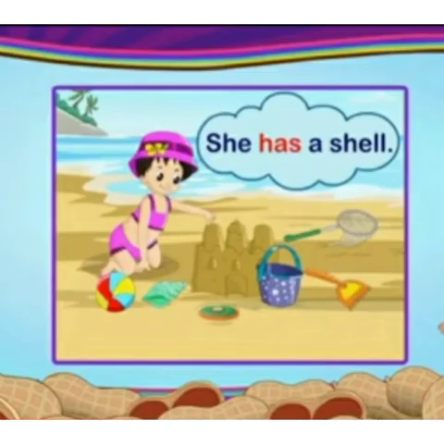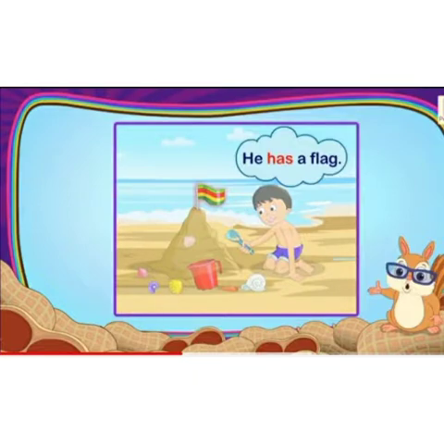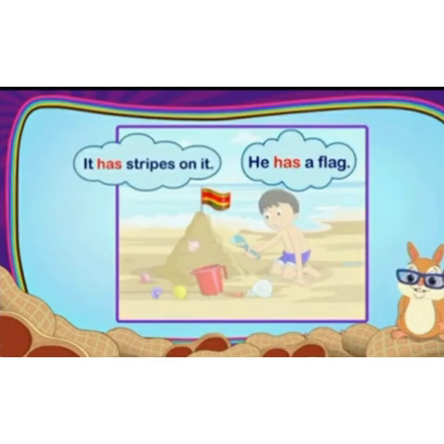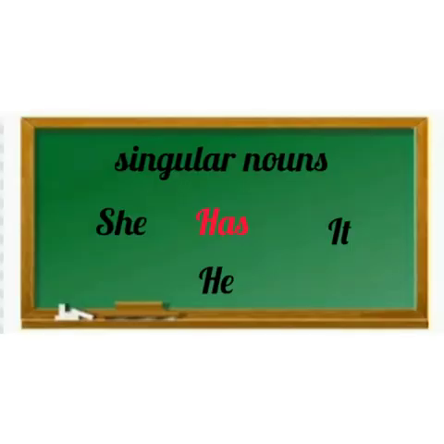Look at the examples. She has a shell. He has a flag. It has stripes on it. So, we use has with singular nouns and pronouns like she, he, and it.